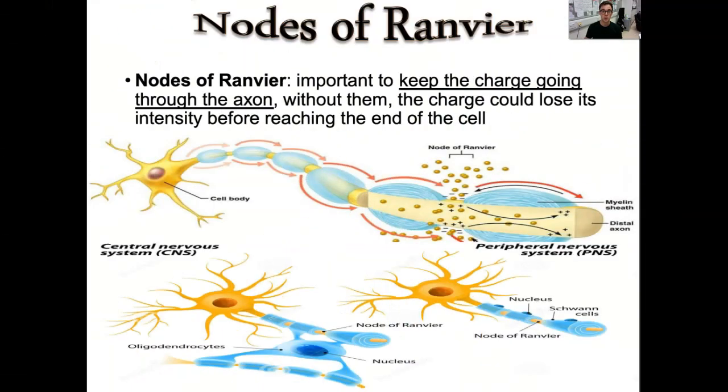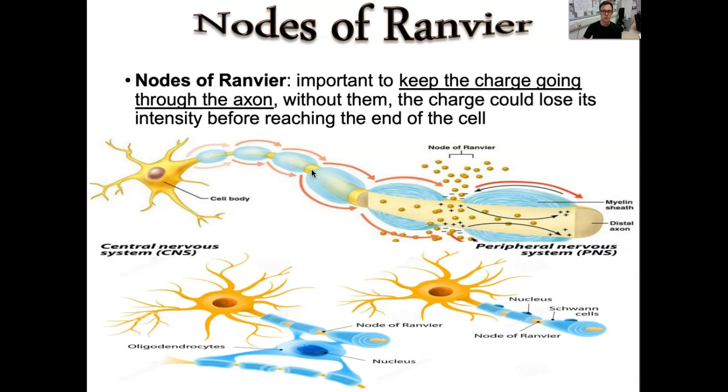And the last structure I want to talk about here for the neuron would be the nodes of Ranvier. It's just named after the guy who discovered it, but it's these little spaces, or these gaps in between the myelin sheath, and the function of it is to keep that charge really going through the axon.